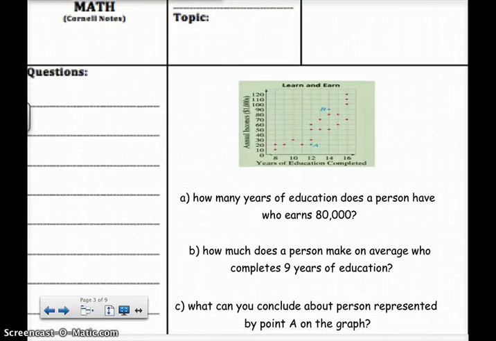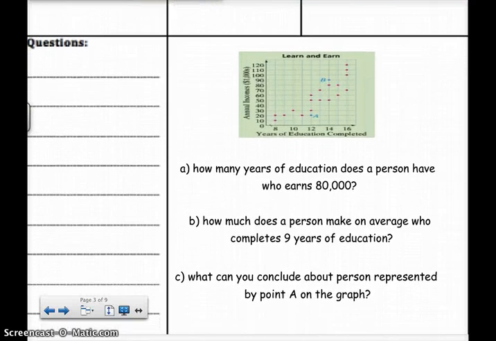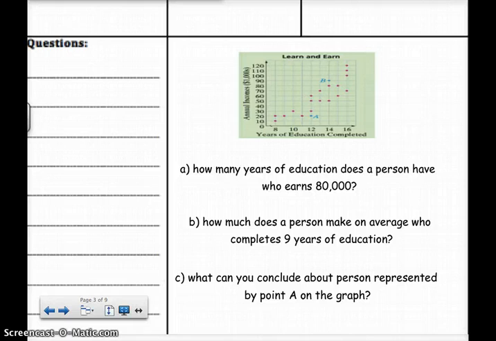Looking at this scatter plot, the first thing you should always do when you look at a graph or a table of any sort is figure out what they're talking about. Years of education, income. Okay, so now I can kind of get the gist of it. The more education I have, I'd imagine my income is going to be higher, right? Let's look at this first example. How many years of education does a person who earns $80,000 have? I'm talking about $80,000 a year, looking over, and it looks like they have what, 14 years?